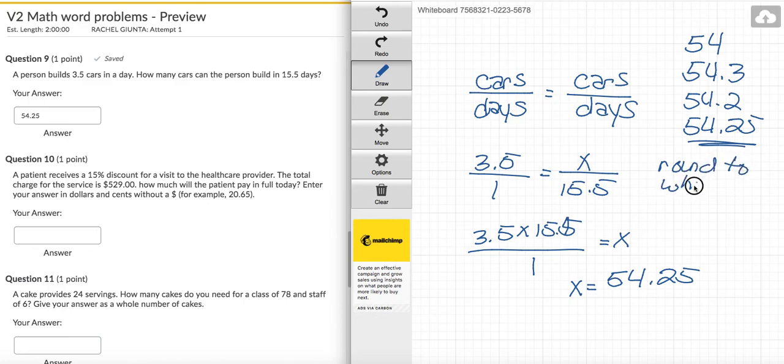to the whole number, then you'd pick 54. If it said round to the 10th, you'd pick 54.3. It would never be 54.2 because the 25 is always going to round up to a 3. And if it said round to the nearest hundredth, then you'd pick 54.25. But if it doesn't mention rounding at all, then go with the one that matches your calculator if it's there.